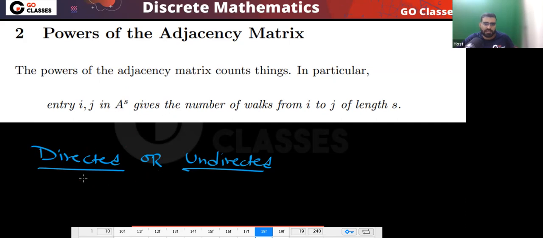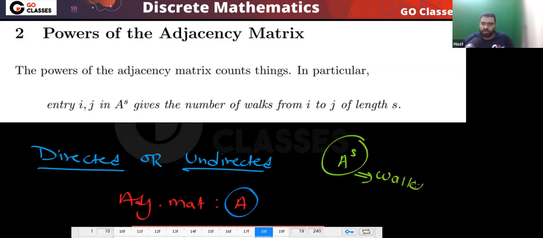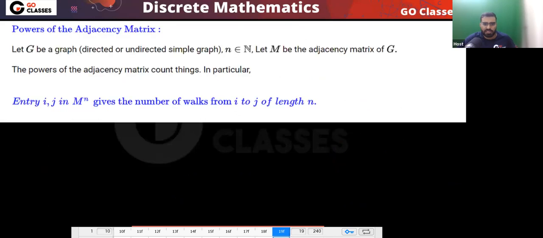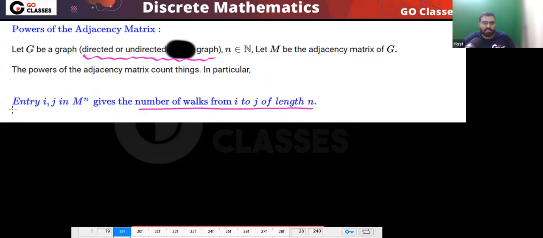So when you do A power S, if your adjacency matrix is A, then this A power S will give you the number of walks of length exactly S. Not less than S, not more than S. This is the concept that we have already seen in the last class. Self loop is also fine, there is no problem. But multi edges must not be there. So for a directed or undirected graph, M power N, where M is the adjacency matrix, the entry I comma J will give us the number of walks from I to J of length N.